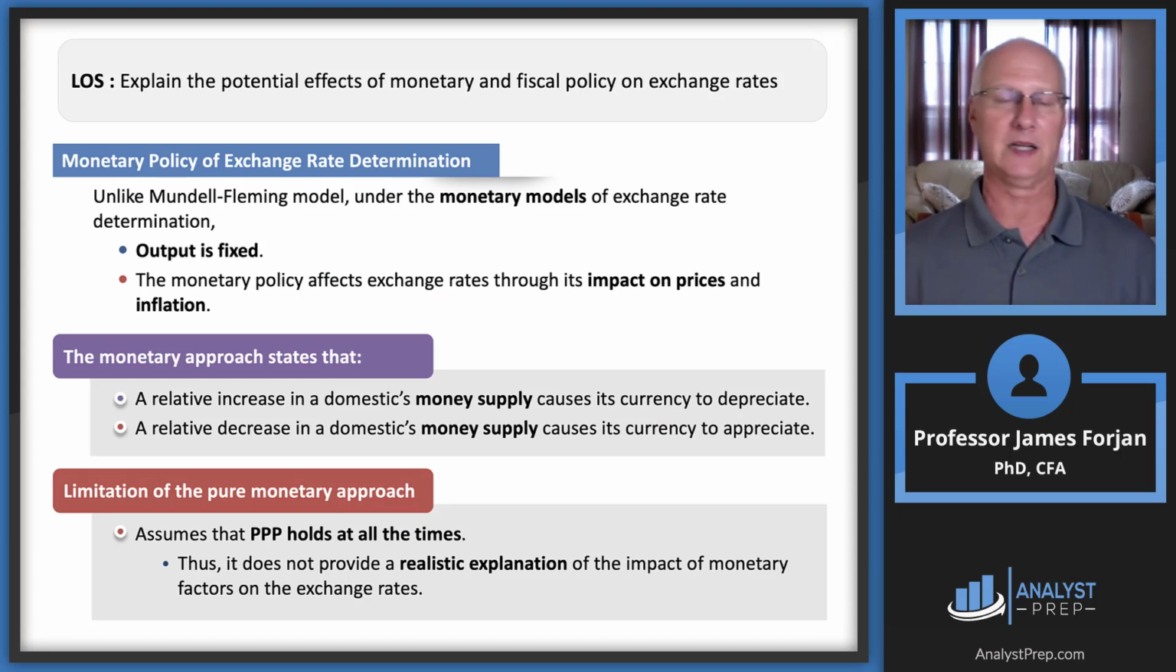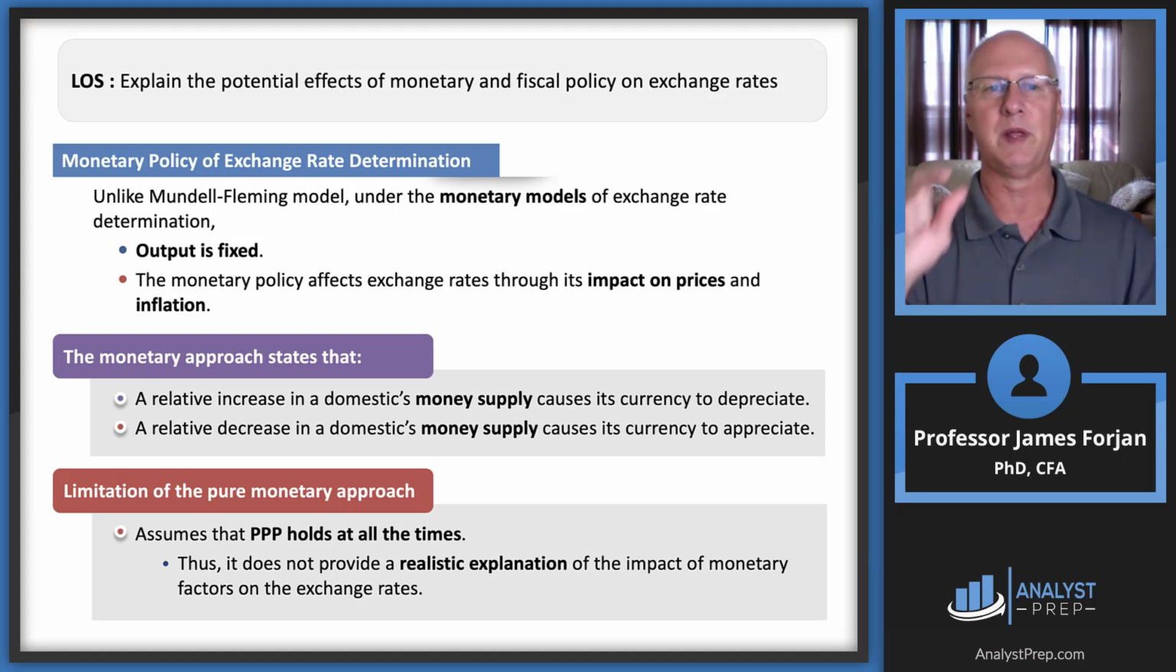And so this goes back to Milton Friedman. Milton Friedman, and I'm paraphrasing here, said something like, inflation is always and everywhere a money supply issue. But this should make sense. So a relative increase in the domestic money supply causes its currency to depreciate. That should make perfect sense. So that's what I like about this.